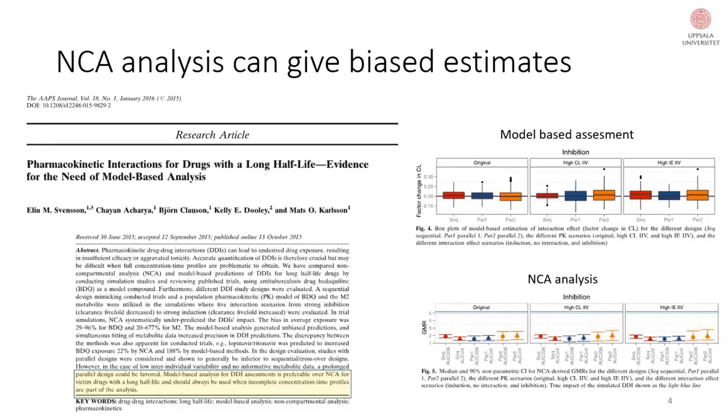What they could see here was that with the NCA-based analysis, when they were looking at the interaction between bedaquiline and this other drug, they expected a geometric mean ratio of AUCs, between with and without that second interaction drug, of 5, and they estimated something around 2 for all types of different designs. Whereas with a model-based approach, using a model to estimate the factor change in clearance, which should be equivalent here, they could estimate quite well the true factor change in clearance, which was a reduction by a factor of 0.2.